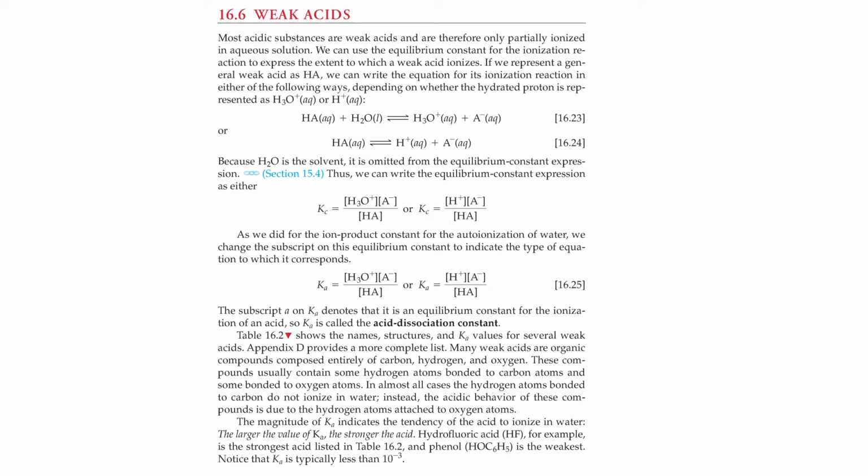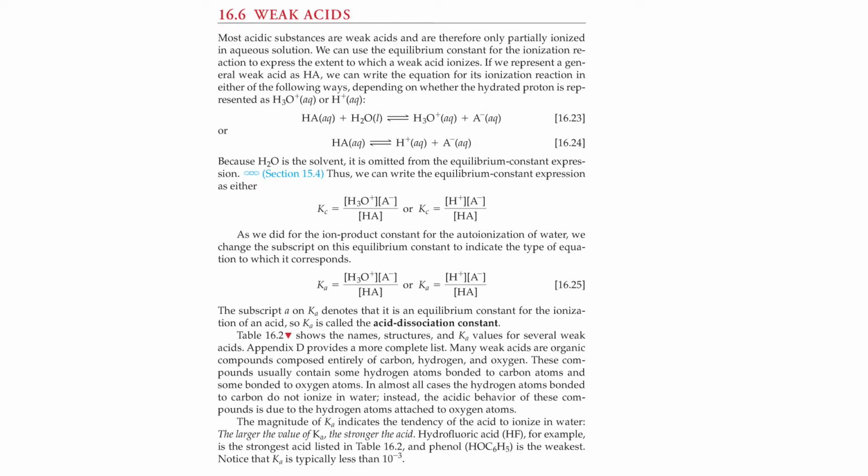Many weak acids are organic compounds composed entirely of carbon, hydrogen, and oxygen. These compounds usually contain some hydrogen atoms bonded to carbon atoms and some bonded to oxygen atoms. In almost all cases, the hydrogen atoms bonded to the carbon do not ionize in water. Instead, the acidic behavior of these compounds is due to the hydrogen atoms attached to their oxygen atoms.